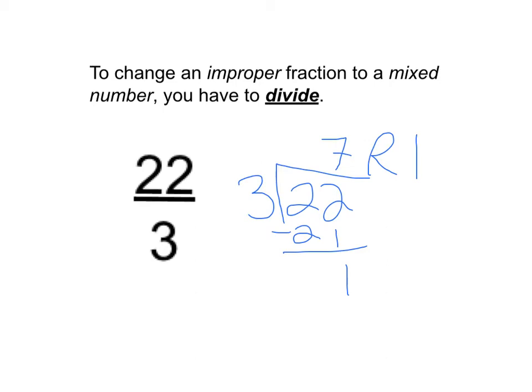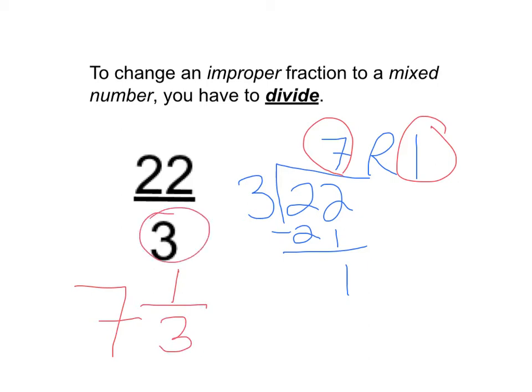So when you're changing an improper fraction to a mixed number, whatever your whole number is before your remainder becomes your whole number for your fraction. And whatever your remainder is becomes your new numerator, and the denominator stays the same. So the mixed number answer for the improper fraction of 22 over 3 is 7 1/3.